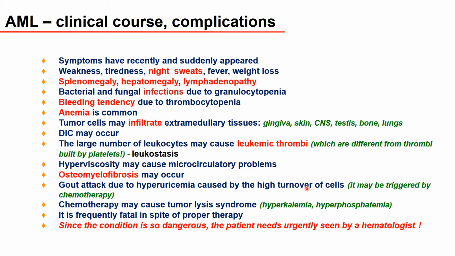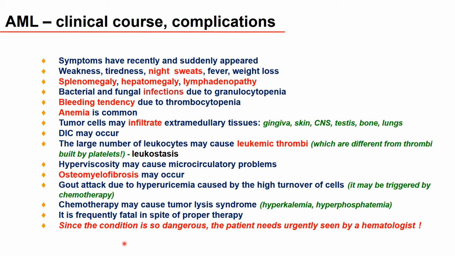Hyperuricemia can develop. In a lot of cases, this can develop due to the chemotherapy. This is why they are giving allopurinol to inhibit the metabolism of the uric acid. Chemotherapy may cause tumor lysis syndrome, as we discussed in the kidney, and hyperkalemia or hyperphosphatemia can develop in these patients. But in a lot of cases that's fatal, and we cannot cure the patient.